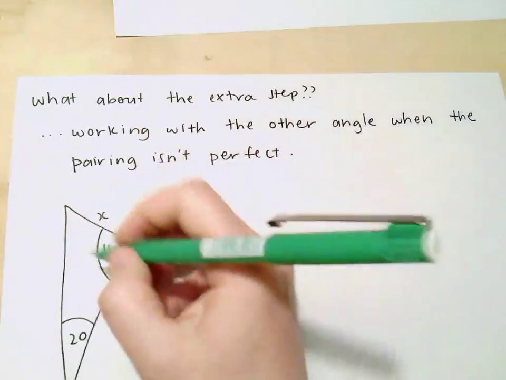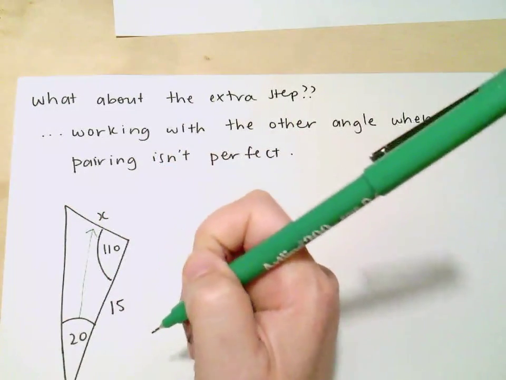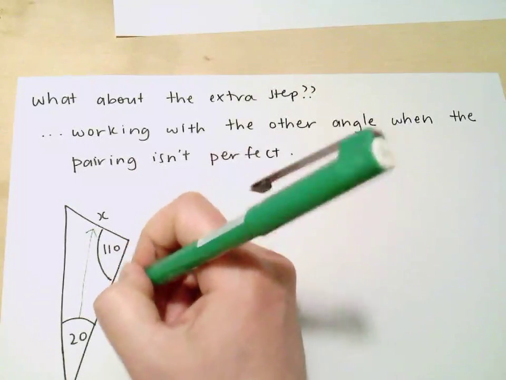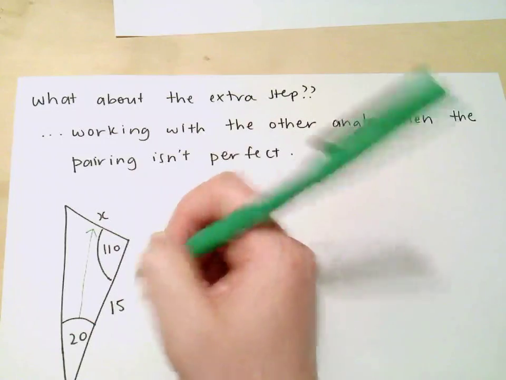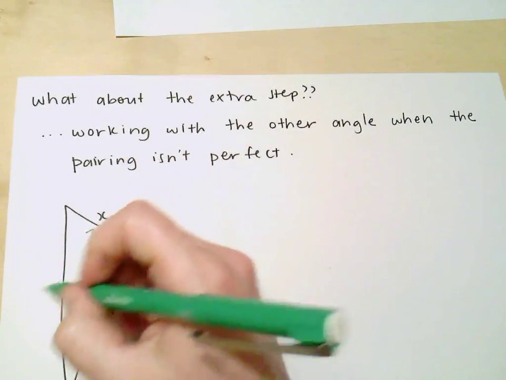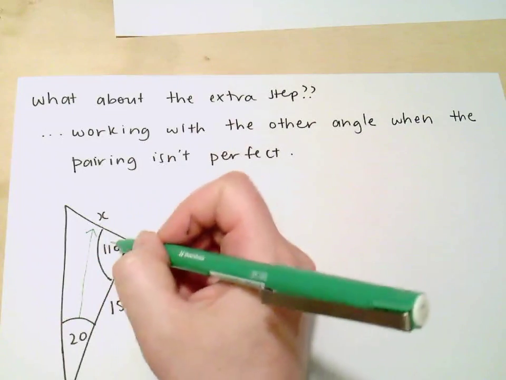In this triangle, I can see that this is a nice pair. The 20 and the x, they pair nicely. But you can see that this isn't a pair. The 110 and the 15, they don't pair. I have no quick way of working out this side, so I have no quick way of working out the side that pairs with 110.